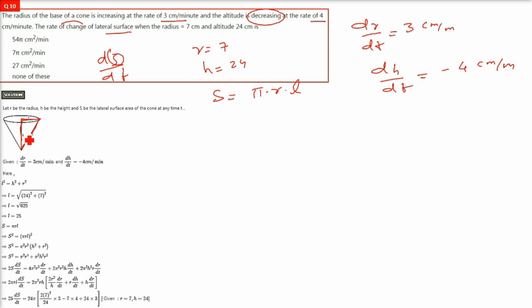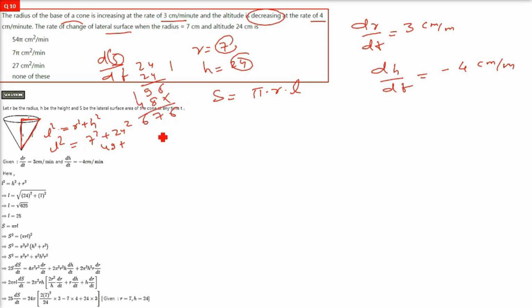This is r, this is h. So first find out the L, which is the slant height. So L square is equal to r square plus h square. This is the Pythagoras theorem you can use. When you have 7 and 24, let us find this also. 7 square plus 24 square. So L square, 7 7 is 49, 24 into 24 we can multiply, so we have 576. So 576 plus 49 is 625. When 625 is there, you can take the under root, and it is going to be 25. So for the r and h being given, we have found out the slant height.